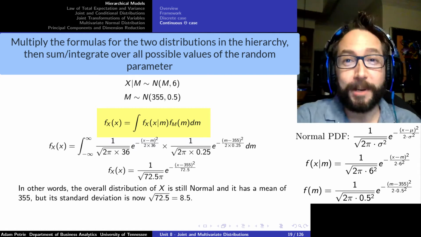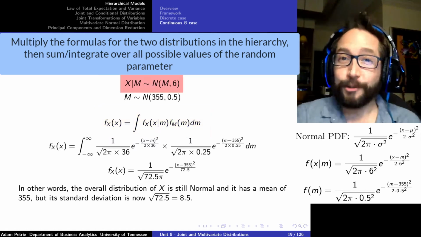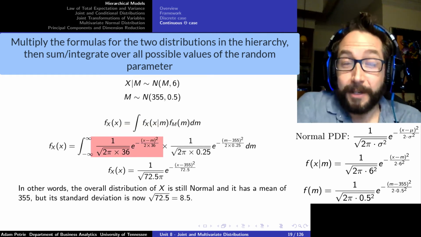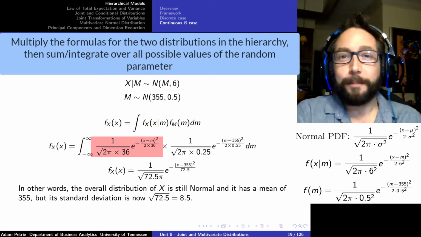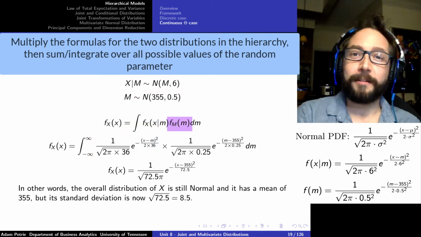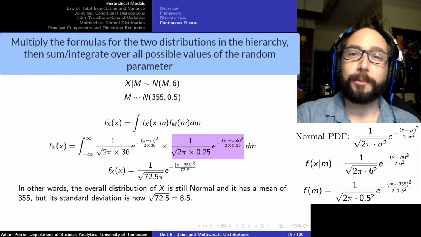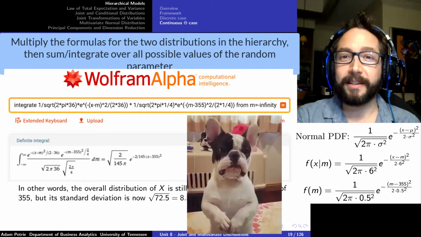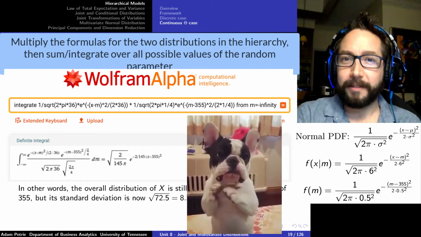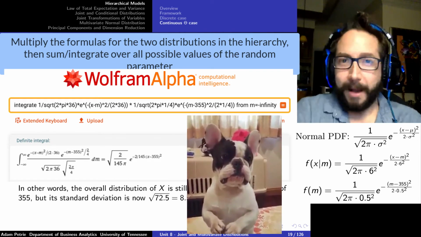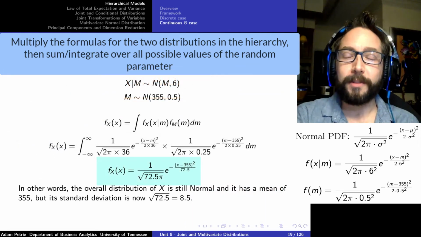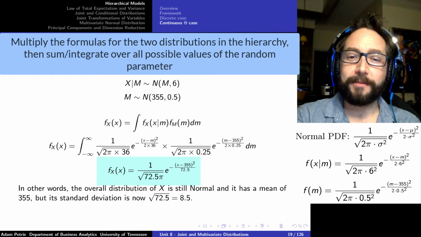The marginal distribution of the amount of soda is going to be the integral of our formula for the conditional distribution of that amount given a particular value of M, times the probability distribution of M itself. We'll integrate over all the possible values of M. This looks pretty hairy, but if we ask Wolfram Alpha nicely, hey, can you do us a favor, calculate this integral for us? Wolfram Alpha comes back and says, sure, friend, I got you. And here's our formula for the marginal distribution of the amount of soda.